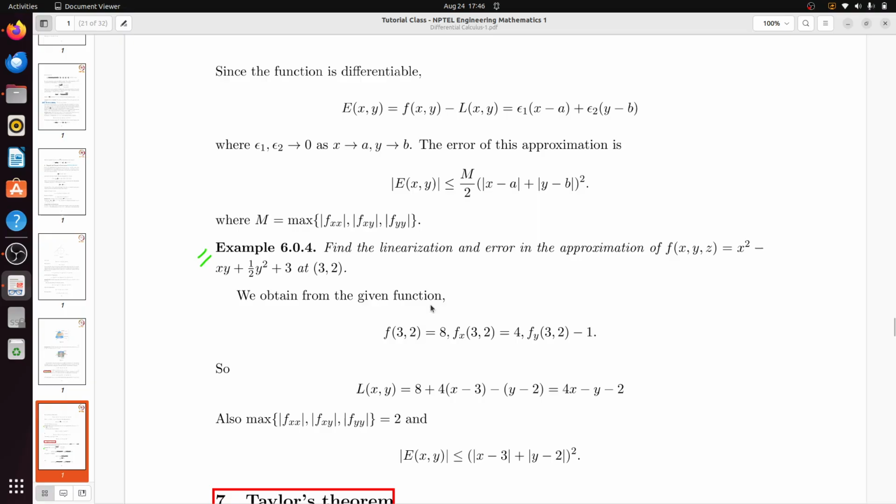We obtain the given function. So f(3,2) means you need to just put 3 instead of x and 2 instead of y. So this will become x square minus xy plus half y square plus 3. So for your f(3,2), if you put 3 and 2 here, you will get 3 square is 9 minus 3 into 2 is 6, so there will be 3 plus half into 4, there will be 2, so 5 plus 3, so that will be 8.